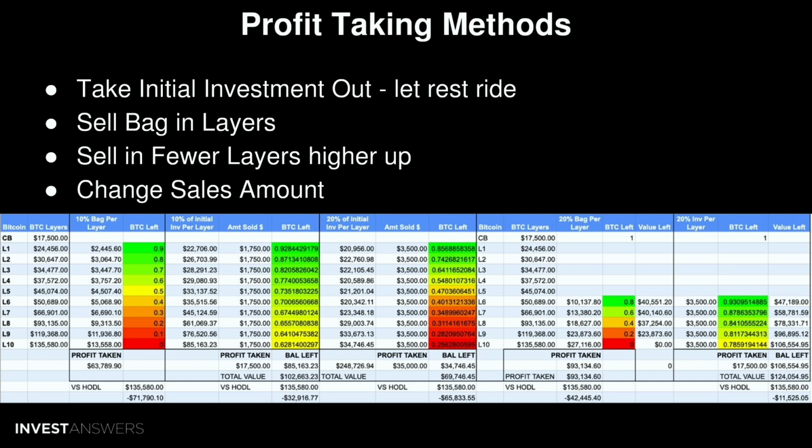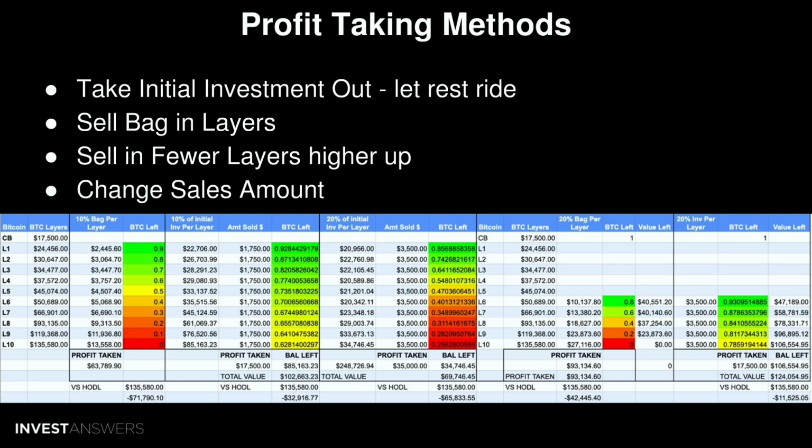Second method, we bring out $102,000 in value. We leave 32,000 on the table. Not bad. Third method, we take out 69,000, we leave 65,000 on the table. Not perfect. Fourth method, we take out 93,000, we leave 42,000 on the table. And the fifth method is the 20% invested per layer pulled out. You can see here, we pull out $124,000 in value, leave only 11,000 on the table.